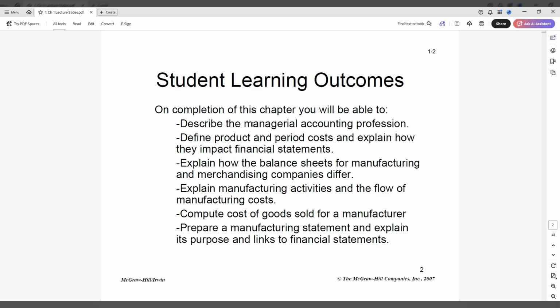We're going to look at the manufacturing activities and flow of cost. We're going to compute cost of goods sold for a manufacturer. And finally, we're going to prepare a manufacturing statement and explain its purpose and links to the financial statements. So that's kind of the overall outcome of the entire chapter 1.